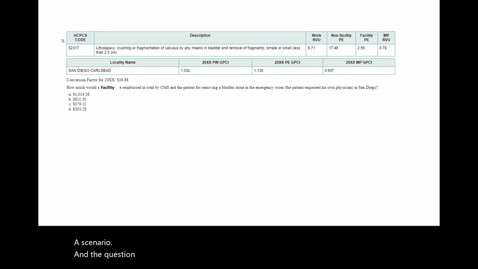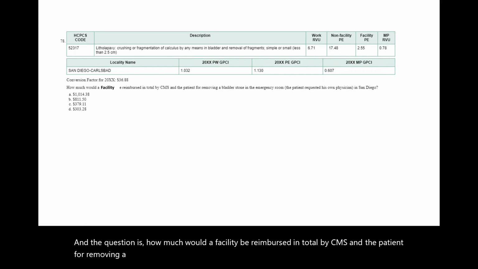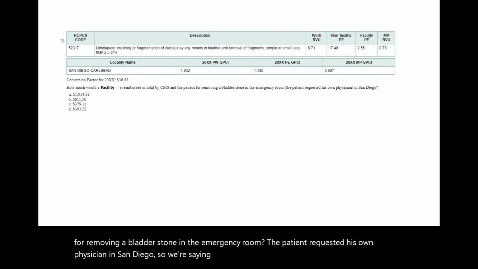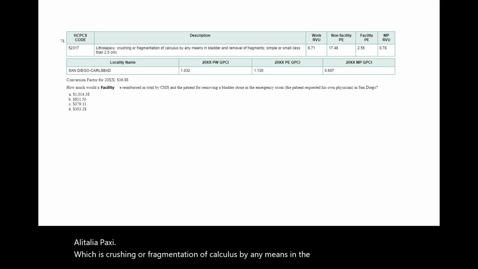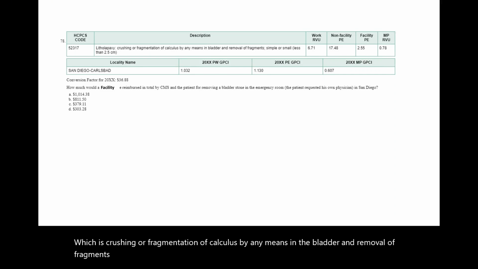And the question is, how much would a facility be reimbursed in total by CMS and the patient for removing a bladder stone in the emergency room? The patient requested his own physician in San Diego. So we're saying, how much would the facility be reimbursed? The patient had a lithopaxy, which is crushing or fragmentation of calculus by any means in the bladder, and removal of fragments, simple or small, less than 2.5 centimeters.